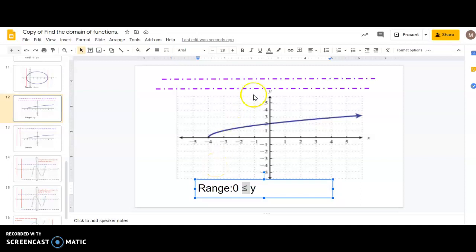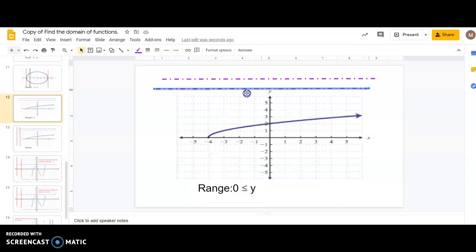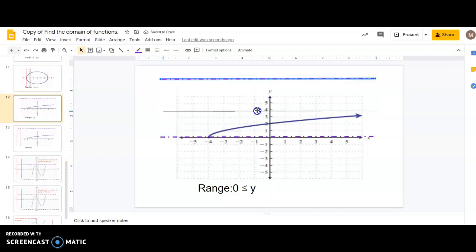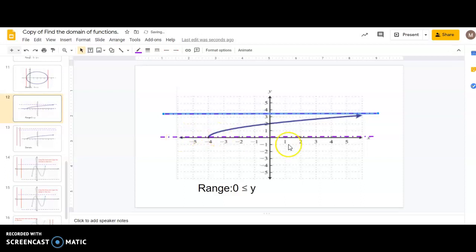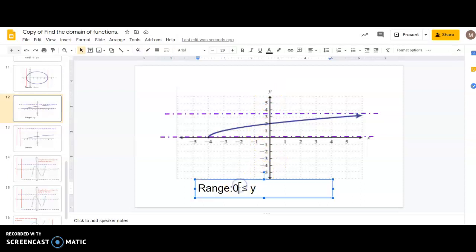In the first video we were talking about range. Range is from the bottom to the top. That's why we draw horizontal lines, to see how low it goes and how high it goes. And again, range is the y-axis, so we look at the y's. In the last video we had determined that the lowest value that it crosses at on the y-axis is 0. And then it is less than or equal to, because it is a solid line there. It reaches exactly at 0. So it is 0 is less than or equal to y.